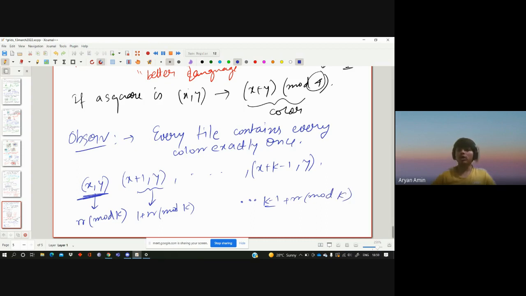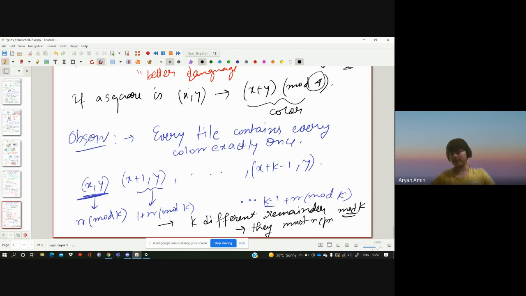Now note that these are k different remainders mod k, right? This is obvious, because you have just k different numbers and they differ by 1 each. They cannot be the same, and hence they must represent each color at some point. Does everyone know why this observation is true?